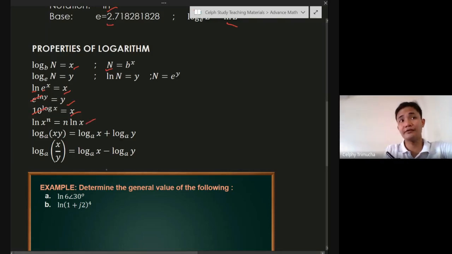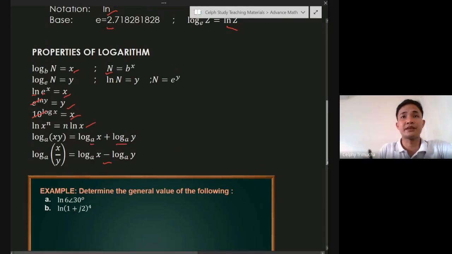Okay, so we have log of a term with multiplication inside. What happens is it becomes addition: log of x to the base a plus log of y to the base a. Next, if division, apply the logarithm to the two terms, but they will be subtracted. Their operation will be subtraction: log of x to the base a minus log of y to the base a.